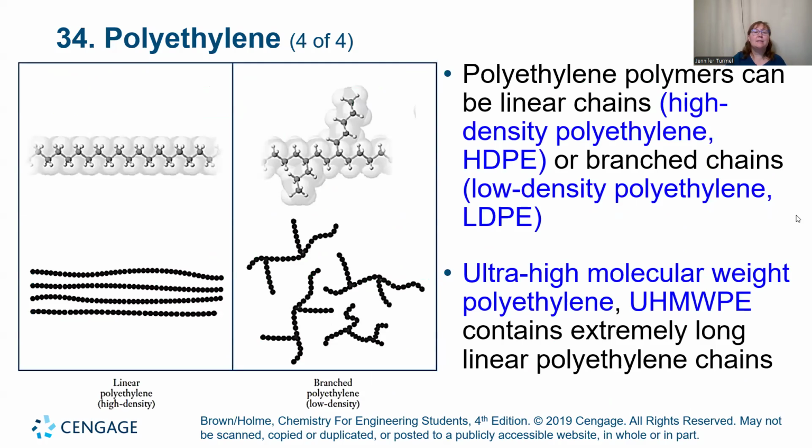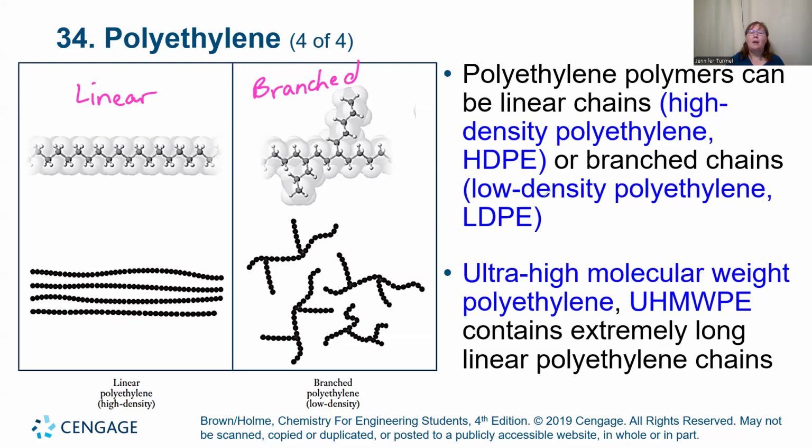And for our last slide here, these are just some different versions of polyethylene. It's not always so neat and tidy. Polyethylene polymers can be in linear chains. This is a linear chain here, because it's in a line. This is an example of a high density polyethylene, or HDPE. Or instead of linear chains, you can see it comes off like this. And this one is called a branched chain.